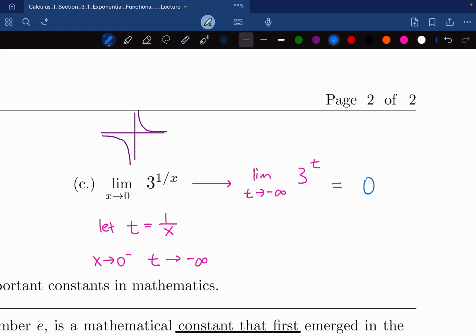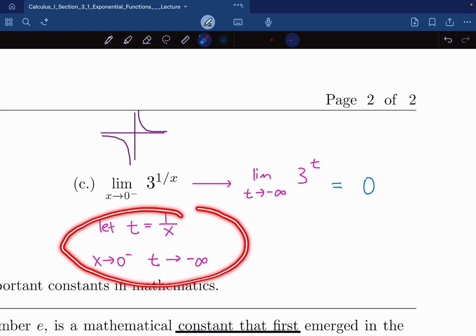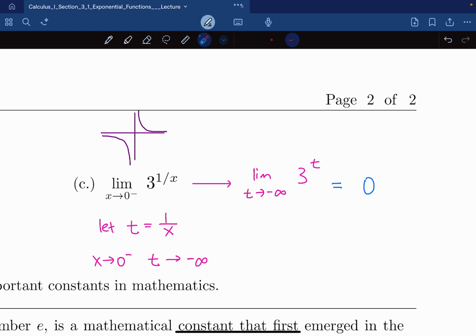Okay, so that's the formal way, or at least a more formal way, of writing this. We want to do a substitution so we can talk about the limit outside of performing the limit directly. That's the whole point of this portion of the work.